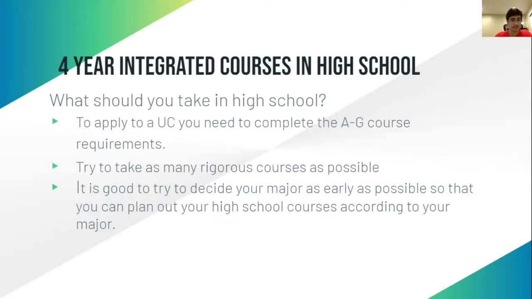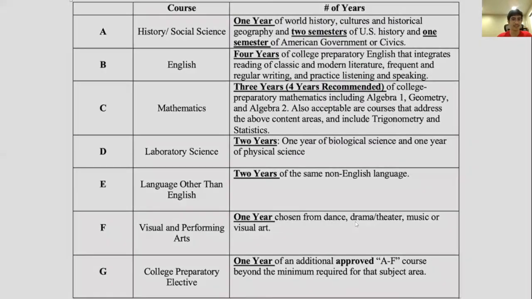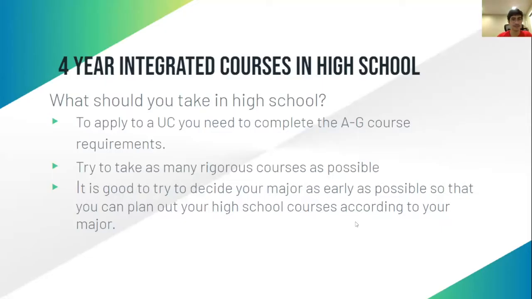All right, so what should you take in high school? So to apply to the UC, you need to complete the A to G course requirements. Now, these are specific course requirements that are laid out by the UCs. So we're going to be going over them on the next slide. And you need to try to take as many rigorous courses as possible. So demonstrating course rigor is very important because it tells colleges that you're ready for college work.